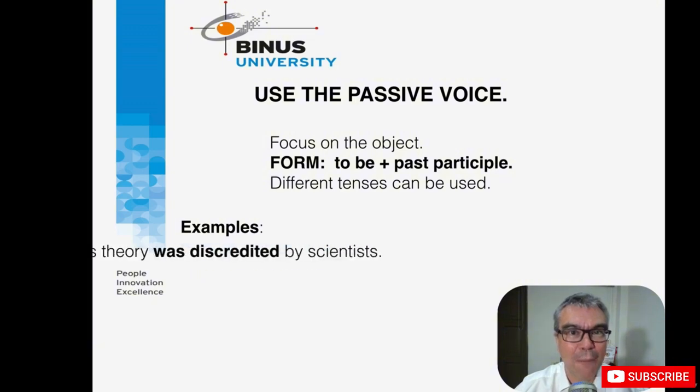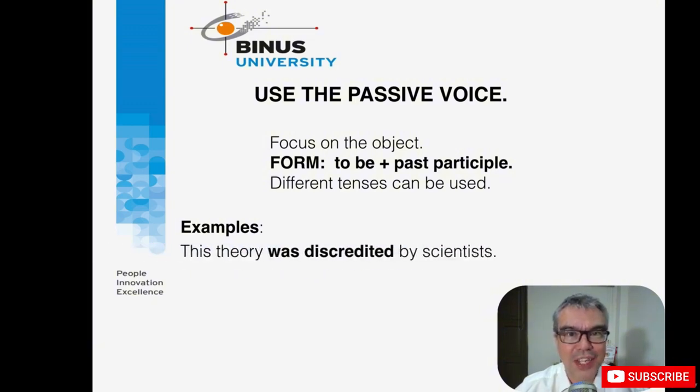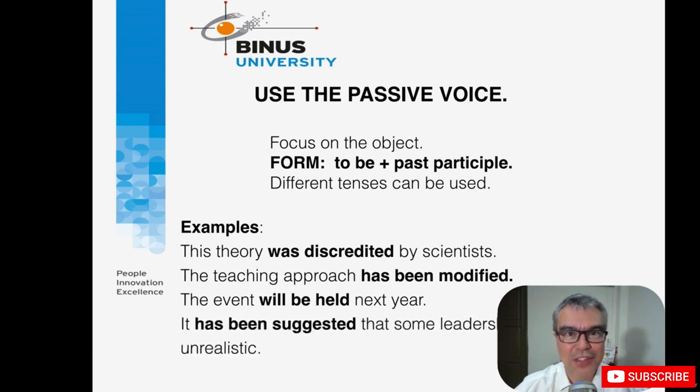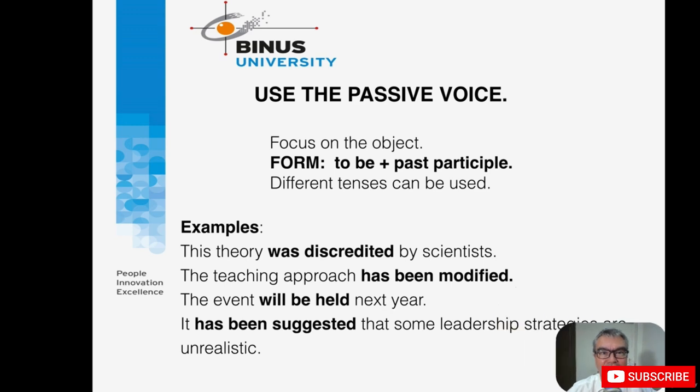Let's look at some examples, shall we? I'll just read these through with you. The first one is in the passive voice. This theory was discredited by scientists. This teaching approach has been modified. That's the passive with the present perfect tense. And then one using will. The event will be held next year. It has been suggested that some leadership strategies are unrealistic.